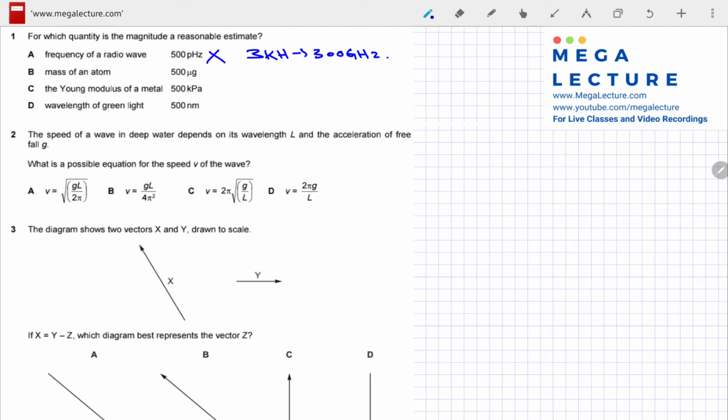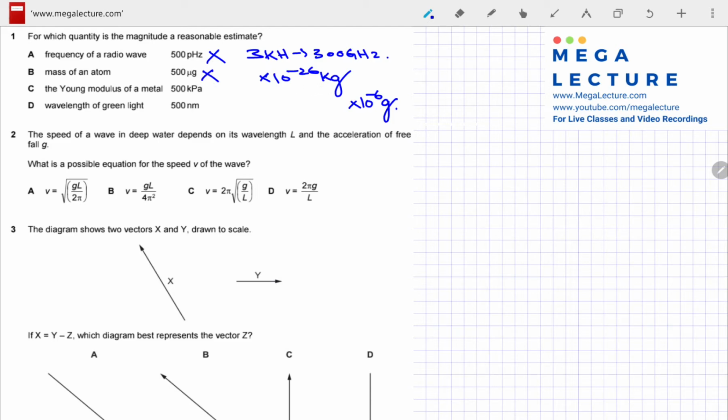What about the mass of an atom? You know that the mass of an atom is of the order of 10 raised to power minus 26 kilograms. But 500 micrograms is only 10 raised to power minus 6 grams. So this does not fulfill the condition.